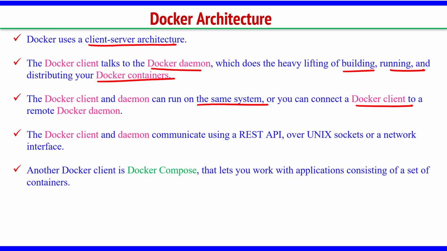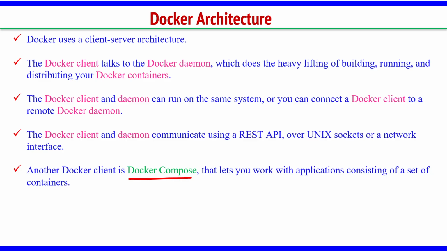The Docker client and daemon communicate using a REST API over Unix or Linux sockets or a network interface. Again, I am talking about Unix and Linux here. That is why we said we can create Docker containers and images only in the Linux operating system. That is why we studied those Linux fundamentals at the beginning. Another Docker client is Docker Compose, which lets you work with applications consisting of a set of containers. We will understand this in more detail. What is Docker Compose? We will see.